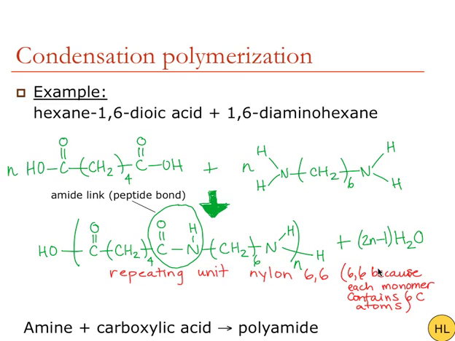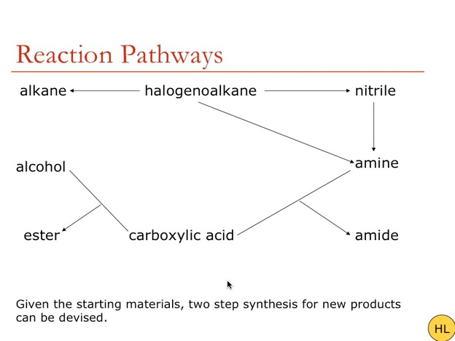Another example is with hexane-1,6-dioic acid. Structure looks like that. And 1,6-diaminohexane. Structure looking like that. Coming together, we have that peptide bond, that amide link. And these two together, because I've got more opportunities to bond on either side, form a repeating unit in a large polymer. This repeating unit is called nylon 6,6, and it's because each monomer here contains those 6 carbon atoms. And then we would go on to the pathways.